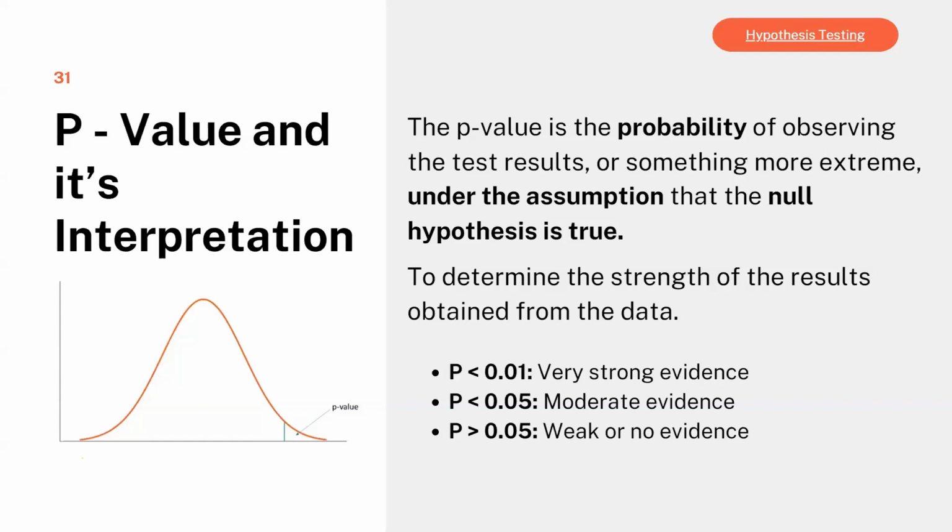Hence, we are going to reject it, right? If the probability value is less than 0.05, we reject the null hypothesis. If the probability value is greater than 0.05, it suggests there is weak evidence or no evidence, which means the null hypothesis cannot be rejected, right?